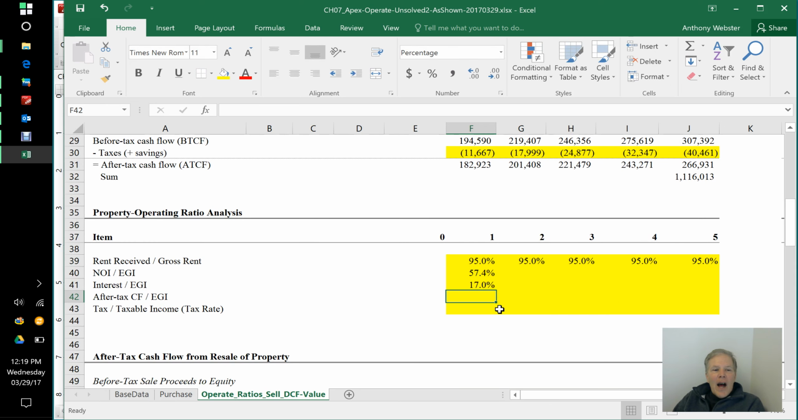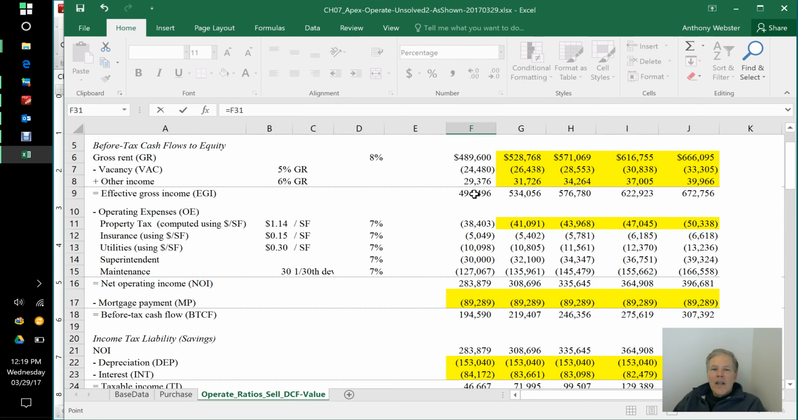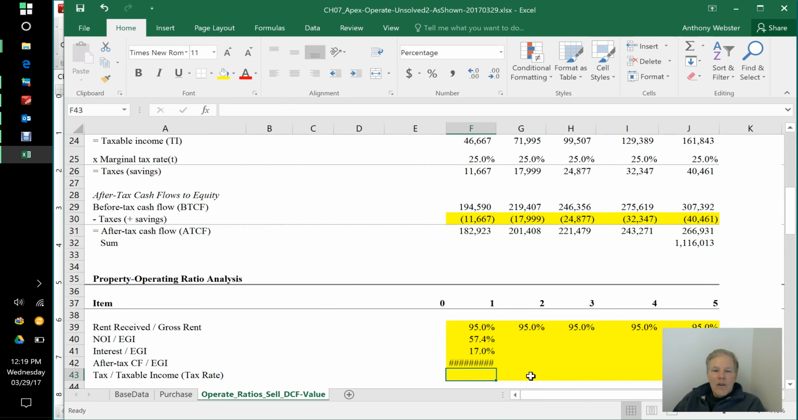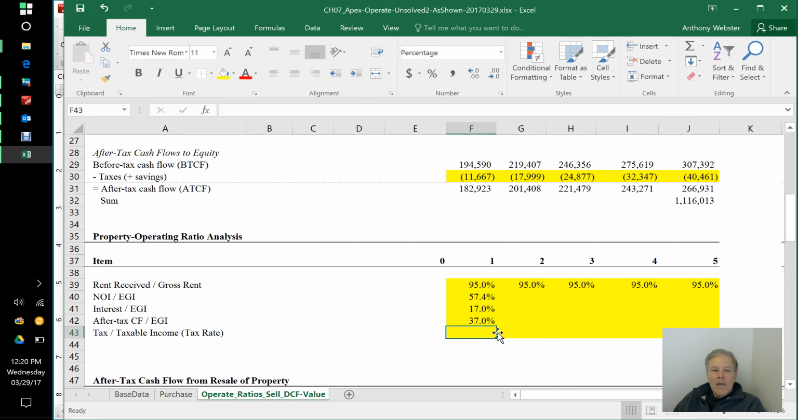Looking good. After-tax cash flow over EGI is going to be equal to my after-tax cash flow in F31 divided by my friend EGI here in F9, and those are both positive numbers, so that should be good. So one up, that says F9, that is so wrong. So I need this to be F31 over F9. I don't know what I did wrong, but clearly that made no sense. So that's looking good. That 37% is correct, I believe.